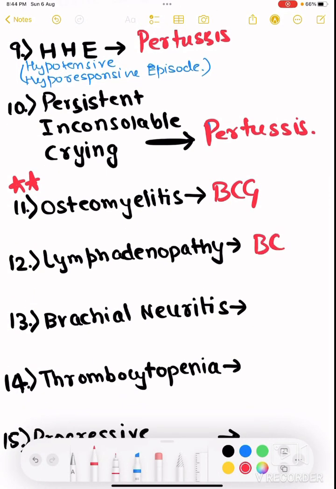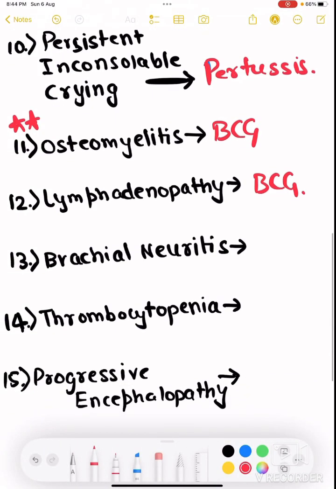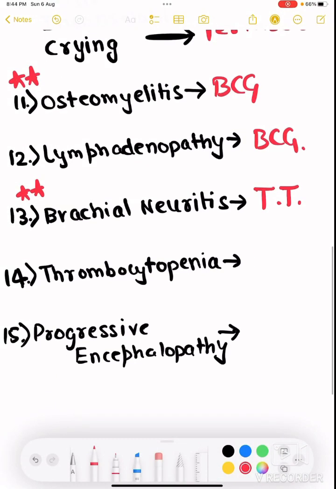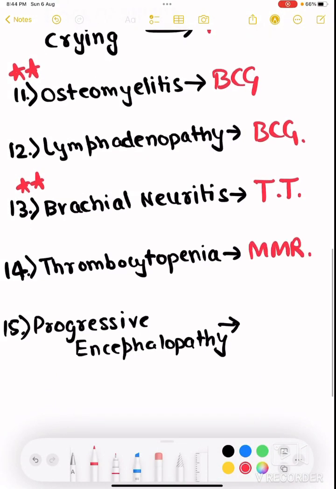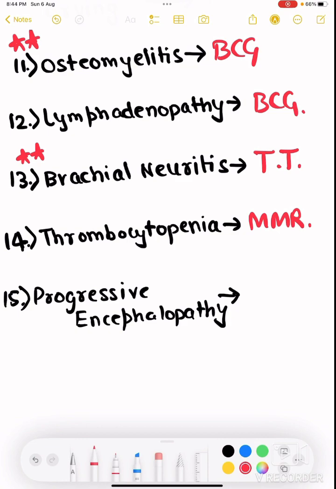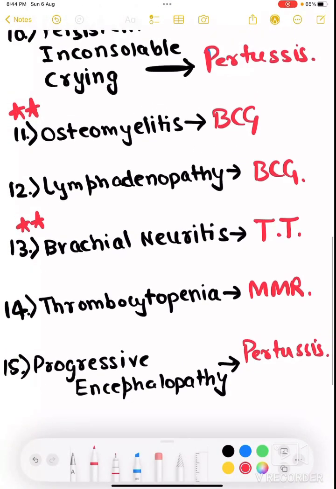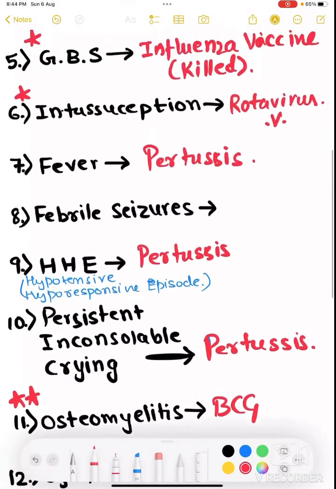Lymphadenopathy, again BCG, not very important but still important. Brachial neuritis, extremely important, is caused by TT, tetanus toxoid. Thrombocytopenia is caused by MMR, mumps, measles, rubella. And progressive encephalopathy is again pertussis. So pertussis causes many things, like an umbrella. You have to remember it.